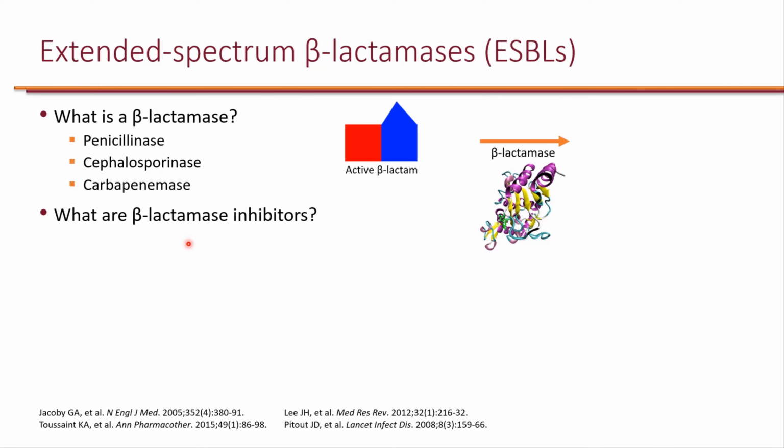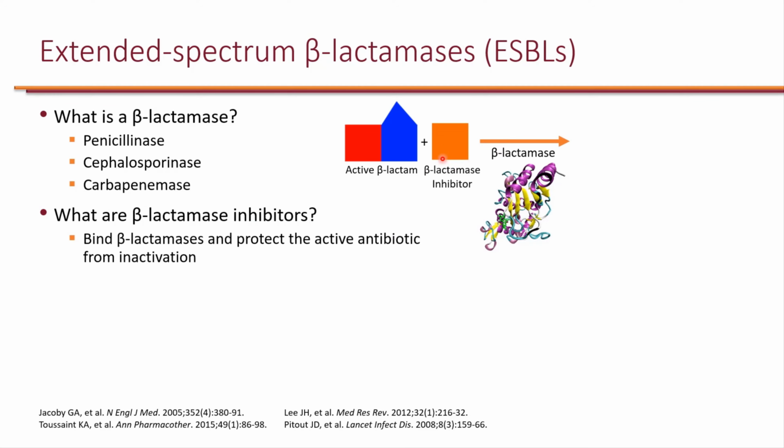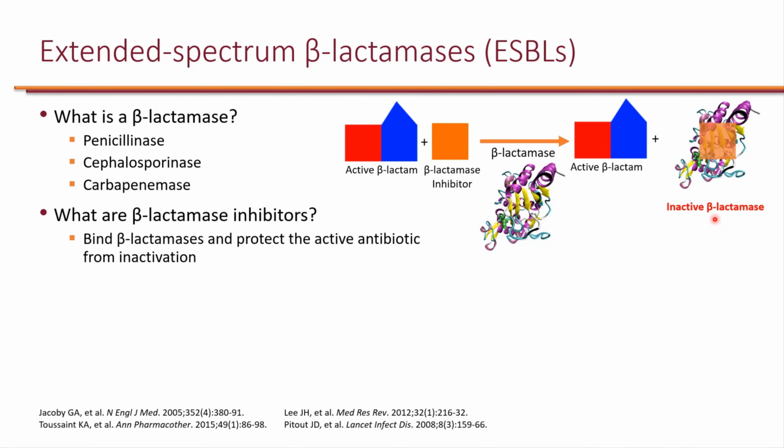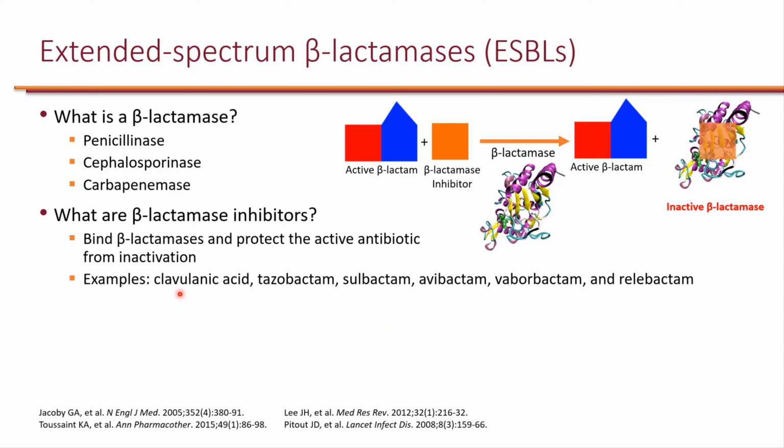And of course, to fight that, we also made beta-lactamase inhibitors. Beta-lactamase inhibitors are essentially compounds that look like a beta-lactam ring, so that they have affinity for these enzymes that bacteria make. By binding to the beta-lactamases, the inhibitors make them inactive, so that these beta-lactamases can no longer inactivate the actual beta-lactam, so the beta-lactam can remain active and kill the bacteria. And we have quite a few of them on the market now. We have clavulanic acid, tazobactam, sulbactam, avibactam, vaborbactam, and more recently, relebactam.